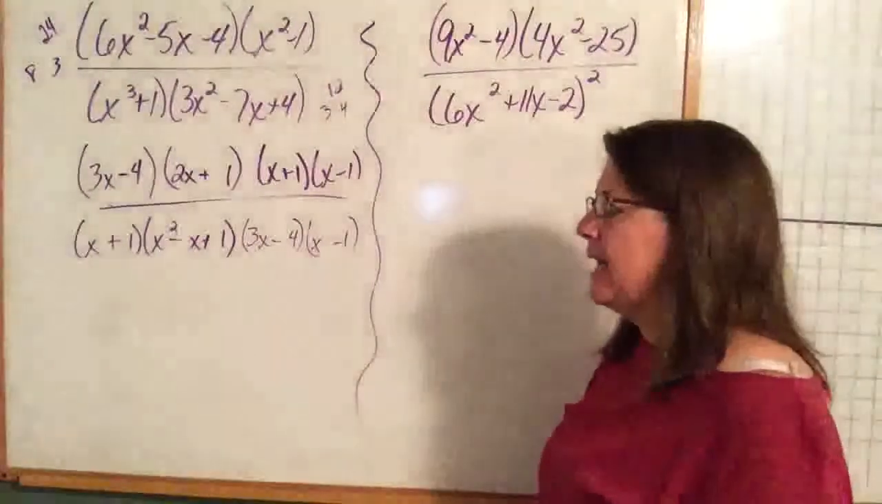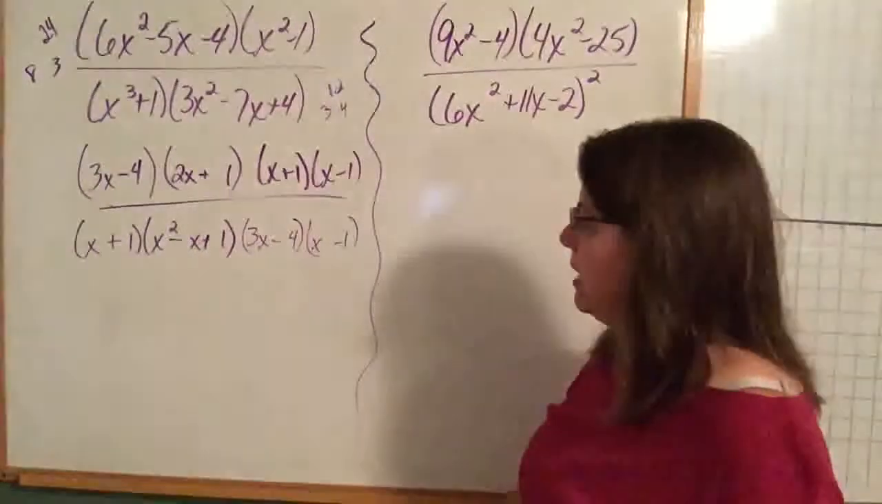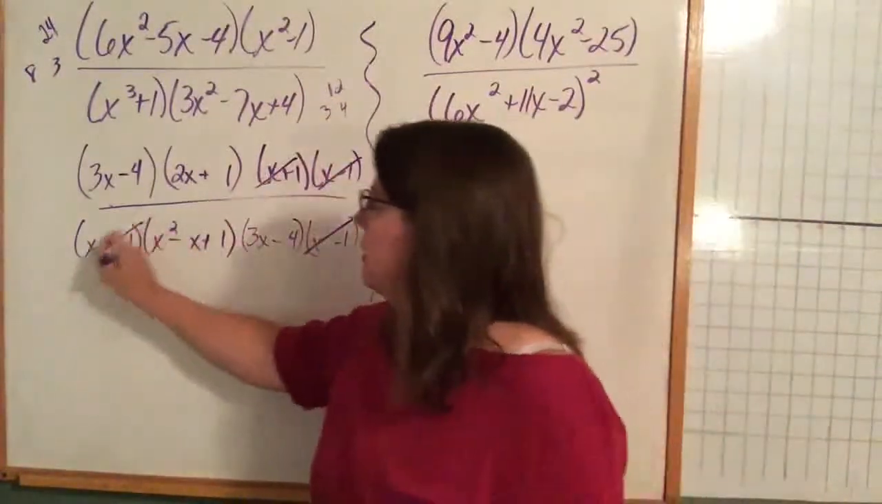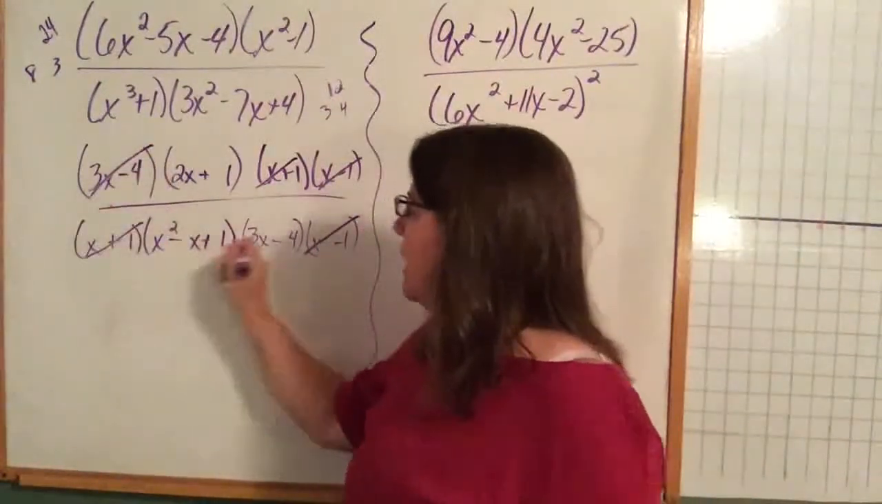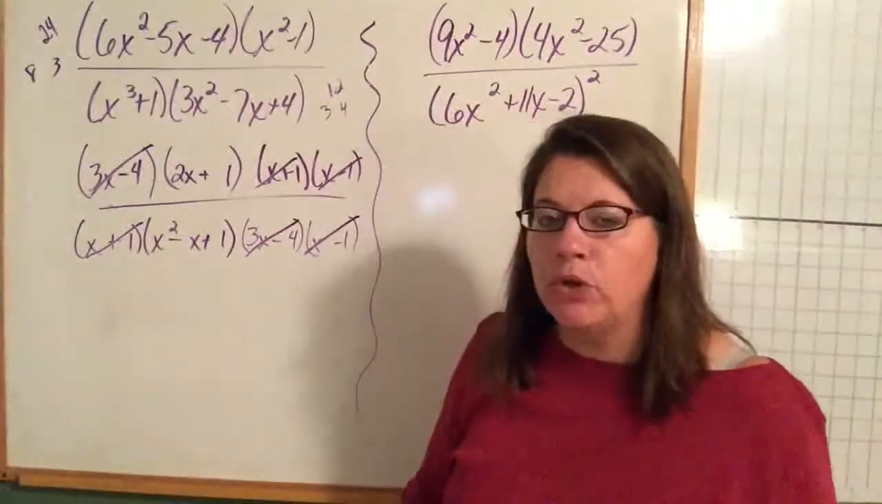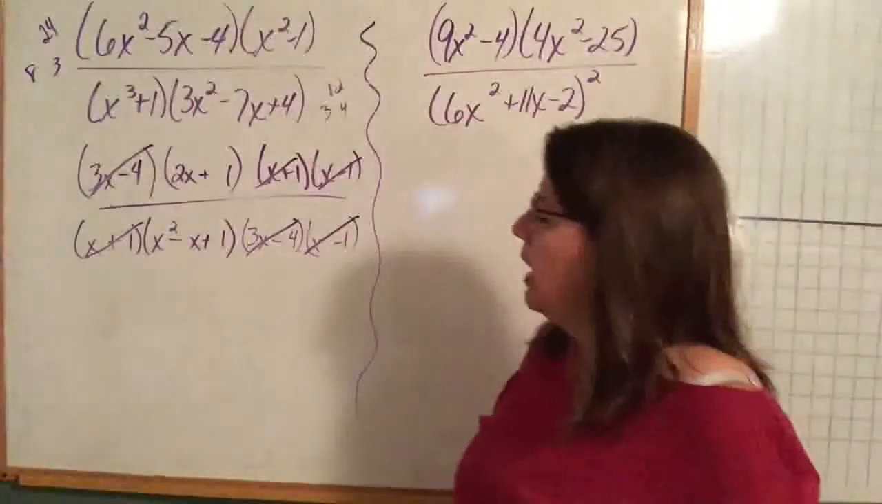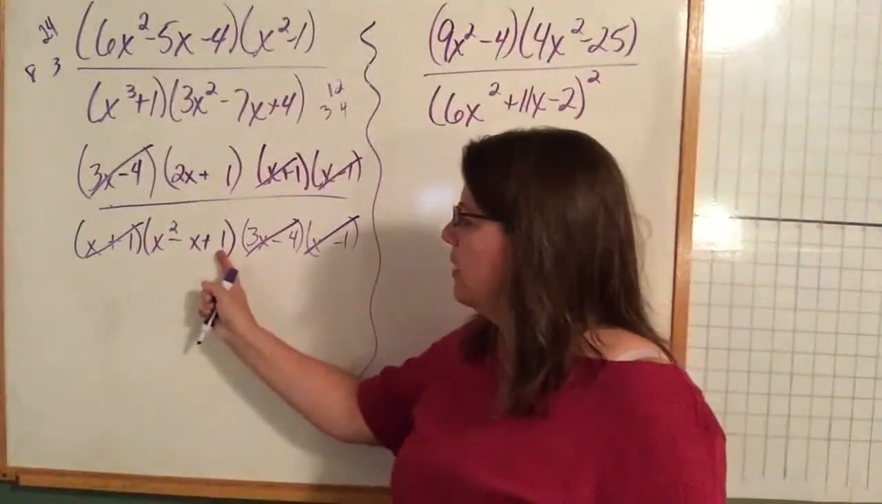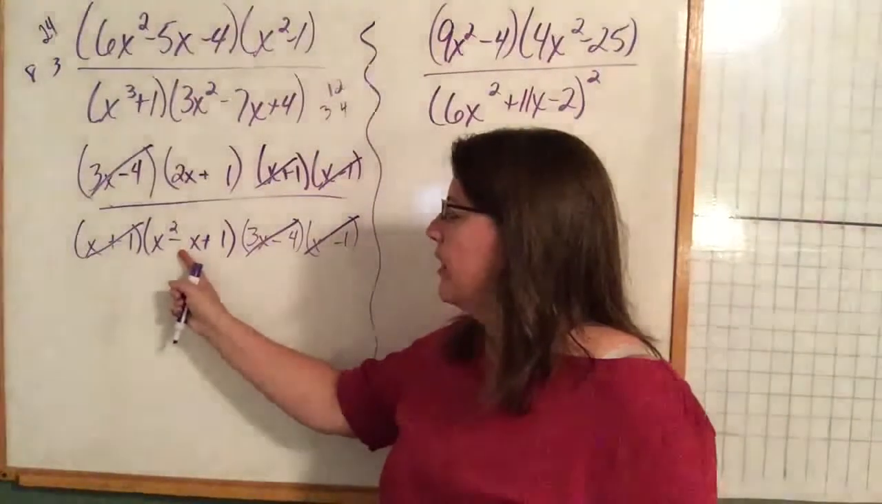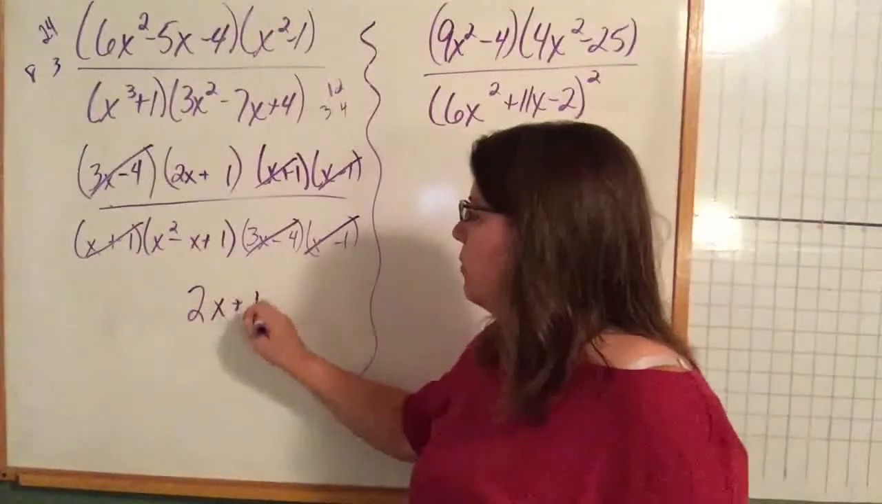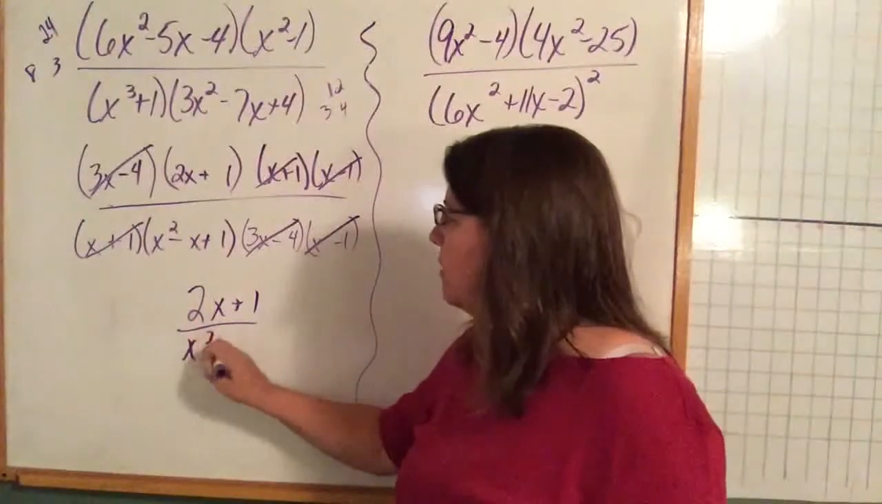Then we're going to cancel out anything that they have in common. Look here, I've got x minus 1. I can cancel that out. x plus 1, that cancels. 3x minus 4, that cancels. It really doesn't matter what order you cancel things in as long as you're getting them all canceled out that you need to. And then here, are there factors of 1 that add to give you 1? No, there are not. So you can't do anything there. So my answer is going to be 2x plus 1 over x squared minus x.